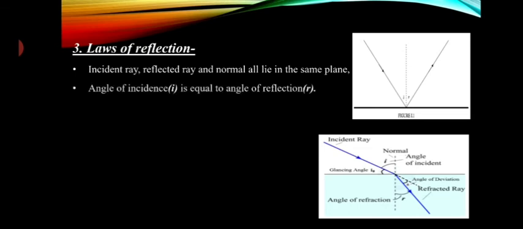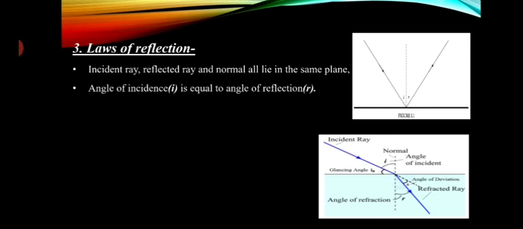The next law of reflection is that the angle of incidence is equal to the angle of reflection, denoted by i and r respectively. You must have seen this in earlier standards: the angle of incidence and angle of reflection are measured with respect to the normal. The angle of incidence is the angle between the normal and the incident ray, whereas the angle of reflection is the angle between the normal and the reflected ray.